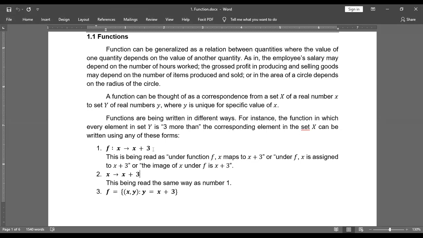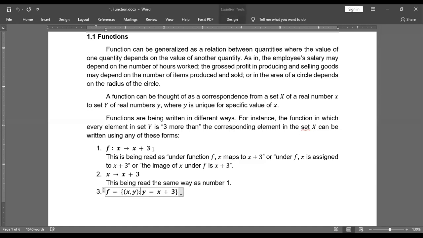And for number 2, same lang. So this is being read the same as number 1. x maps to x plus 3. x is assigned to x plus 3, or the image of x is x plus 3.